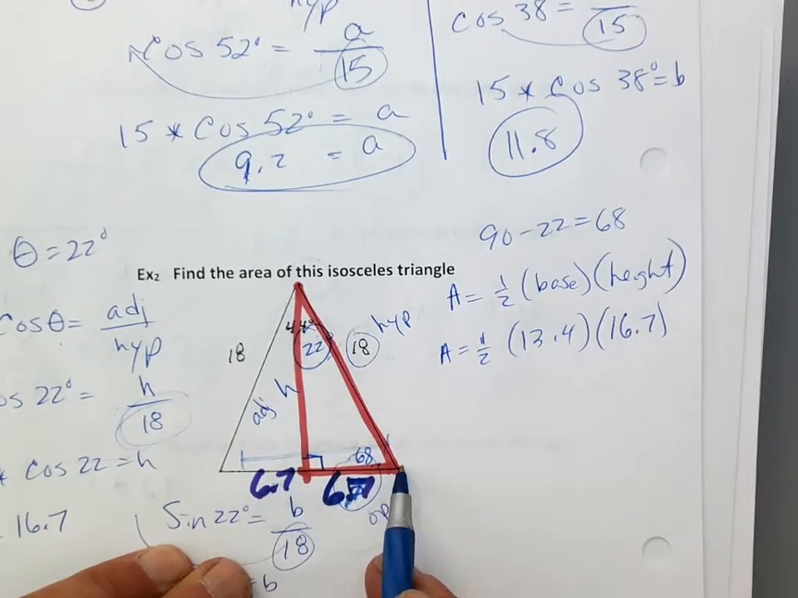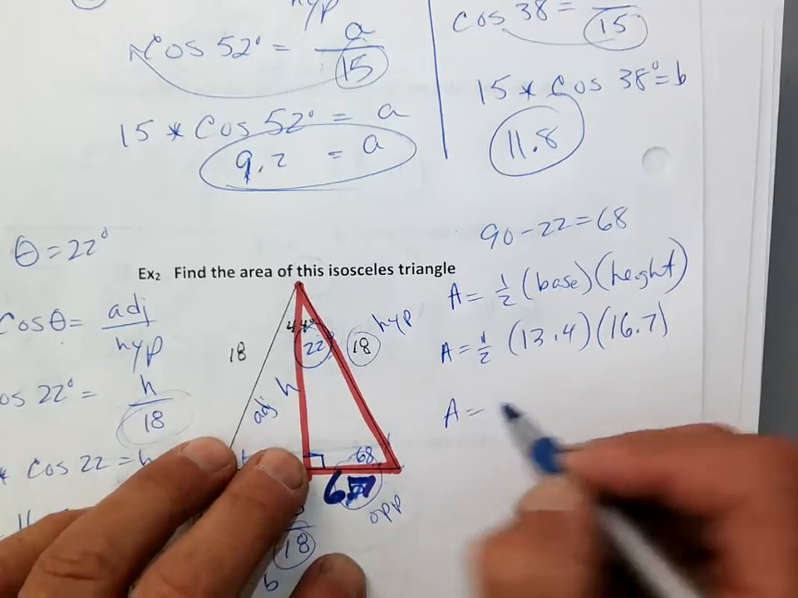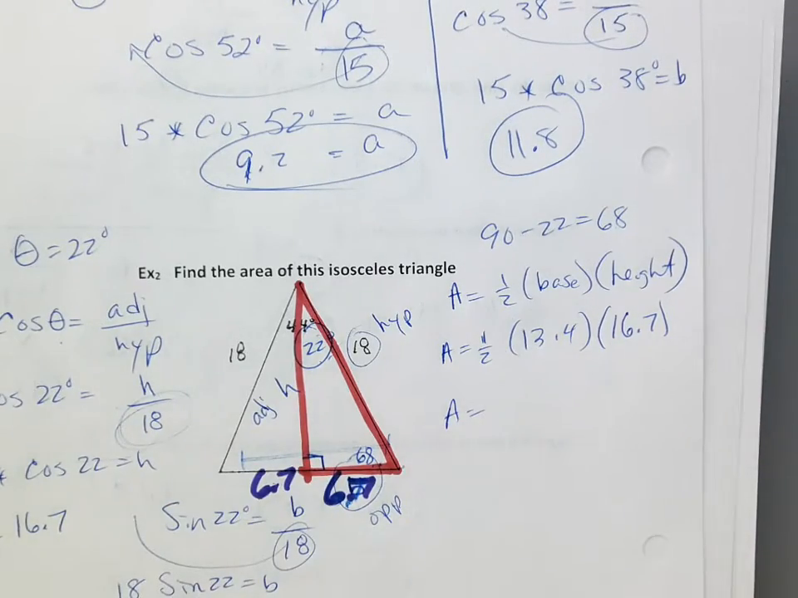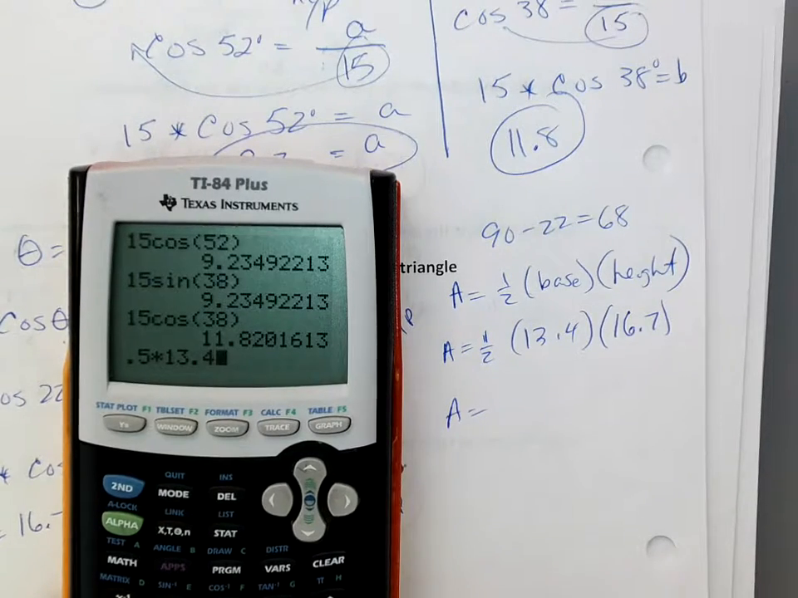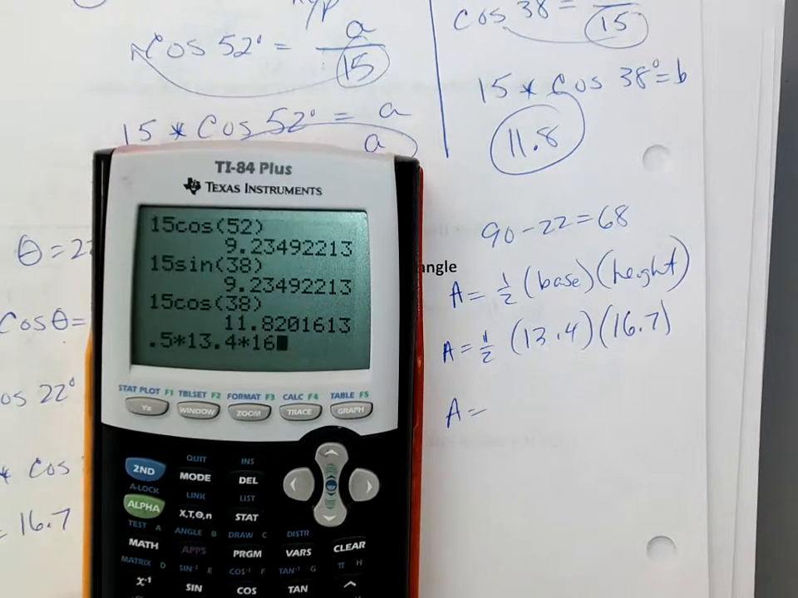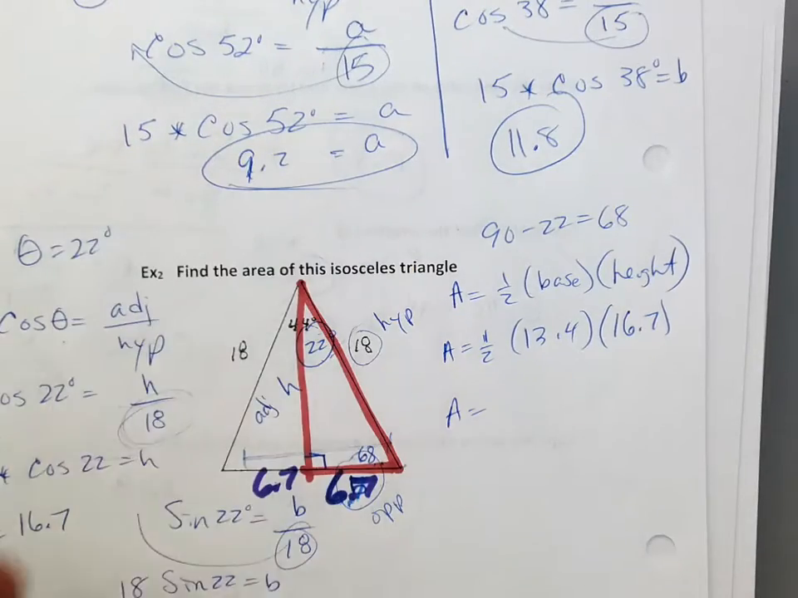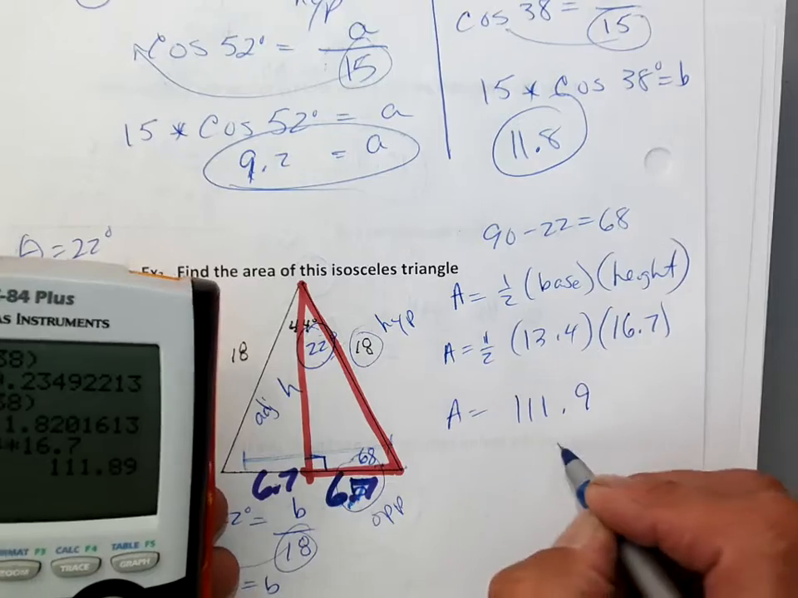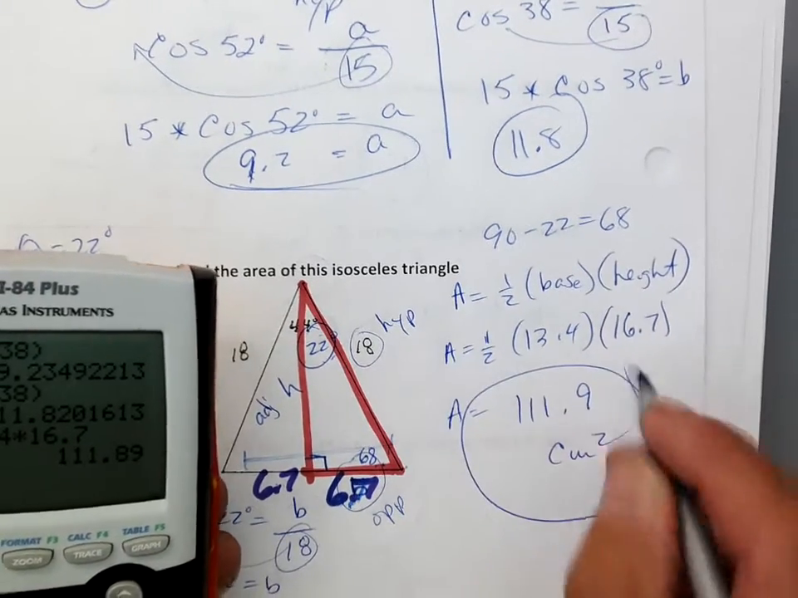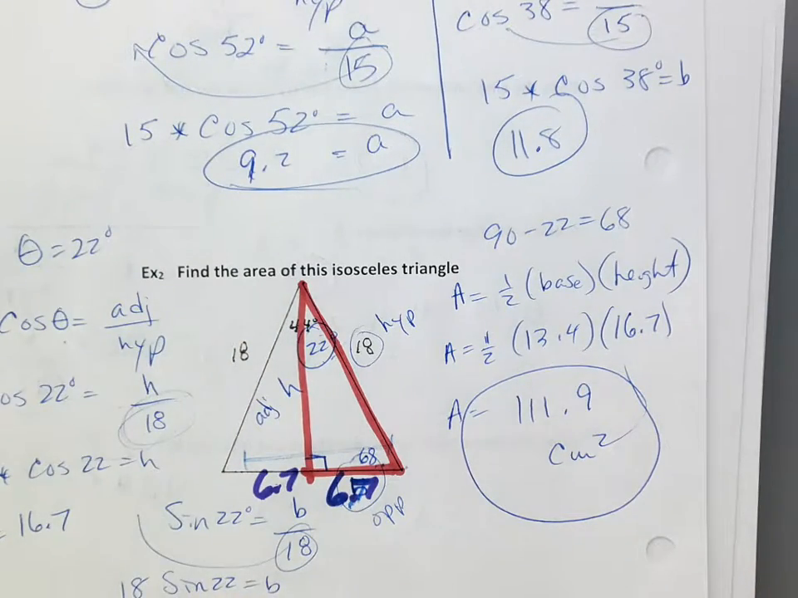6.7 and 6.7. So now we can just use our calculator to get the answer. I'm going to go 0.5 times 13.4 times 16.7, and I get an answer of 111.89 centimeters squared. You can do this, okay?